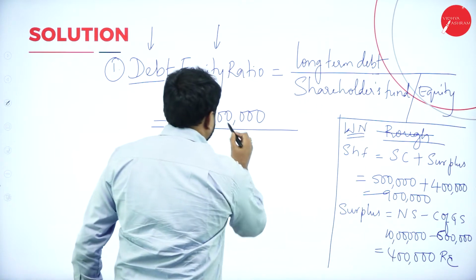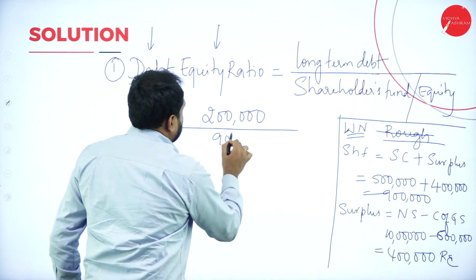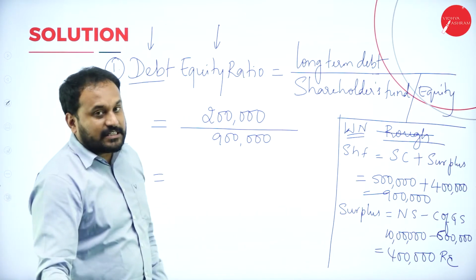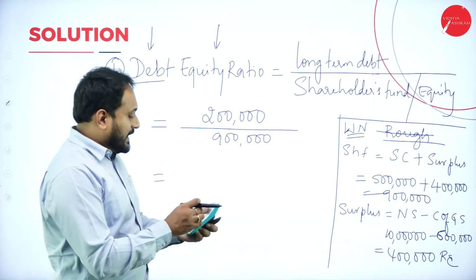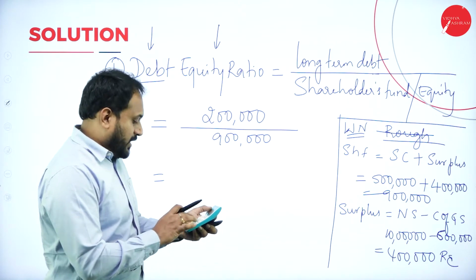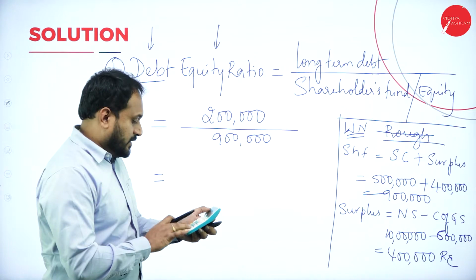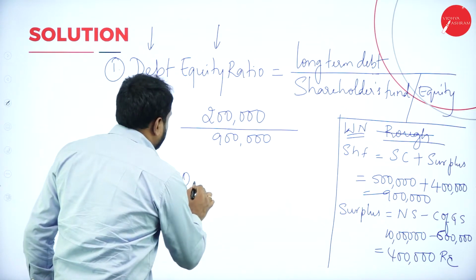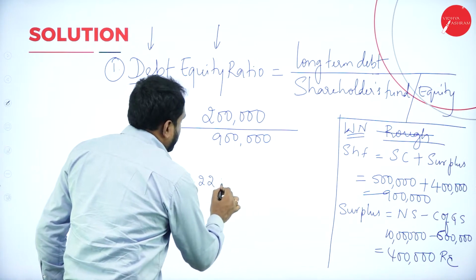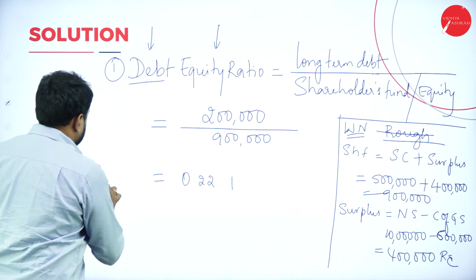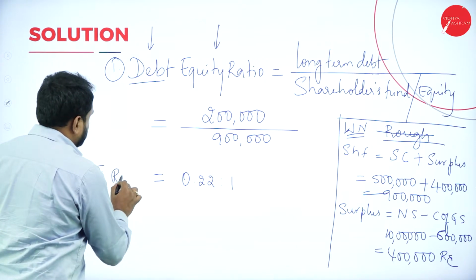So here 2 lakh divided by 9 lakh is equal to, now take your calci. 2 lakh divided by 9 lakh is equal to 0.22. That I'll write as 0.22 is to 1. So this is my debt equity ratio.